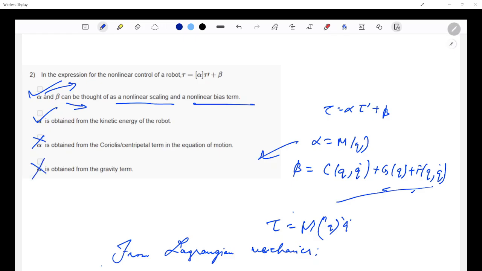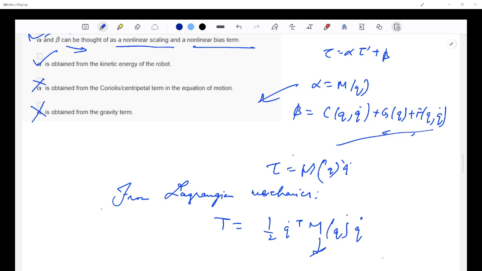This is also incorrect. So it has to be very clear that in control law partitioning, alpha is equal to M(q), which is the mass matrix. It comes from kinetic energy and it acts as a nonlinear scaling. And beta is C plus G plus F. It acts as a nonlinear bias or disturbance. So this separation allows us to cancel non-linearities and design a linear control. So when we eliminate alpha and beta, tau dash becomes a linear decoupled unit inertia system.